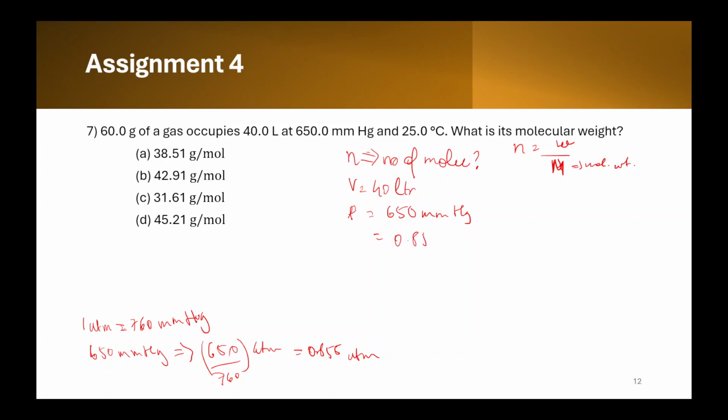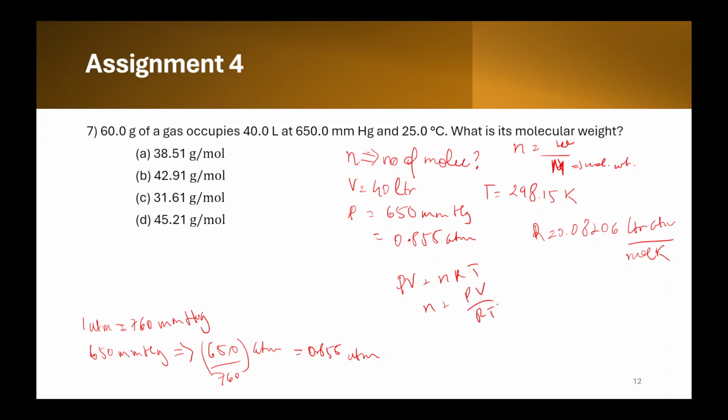So 0.855 atmospheric. We know volume, we know pressure, we know temperature. 25 degrees Celsius is 298.15 Kelvin. So keep the unit consistent. Don't take degrees Celsius directly, as R, the universal gas constant, is 0.08206 liter atm by mole Kelvin. So keep the unit consistent always. PV is equal to nRT, so n will be PV by RT.